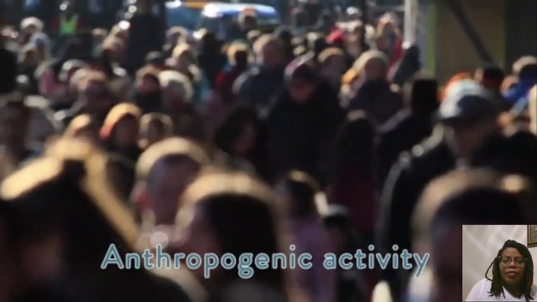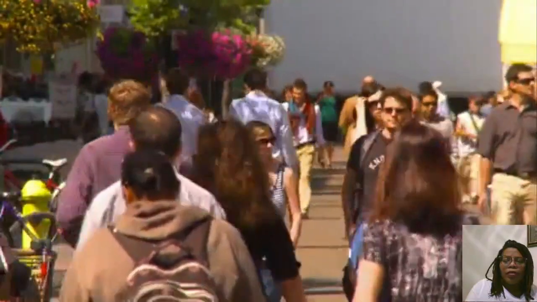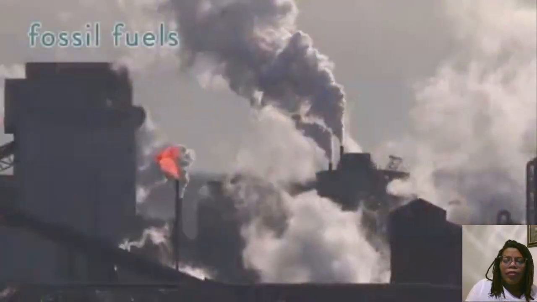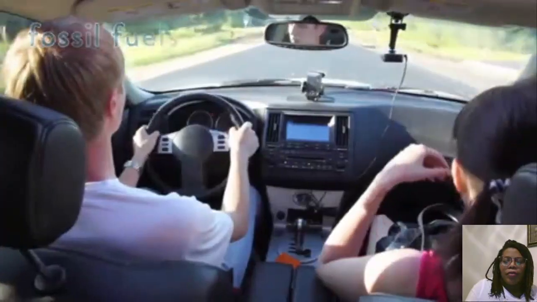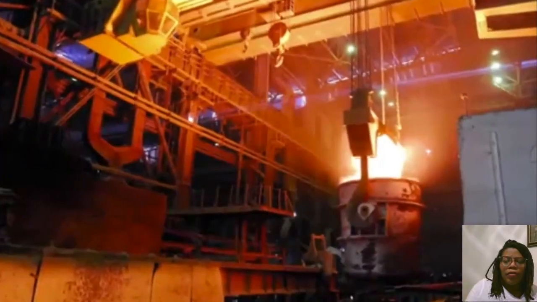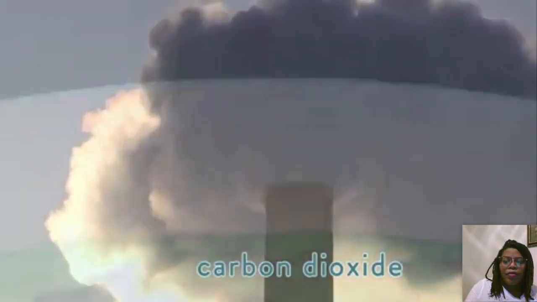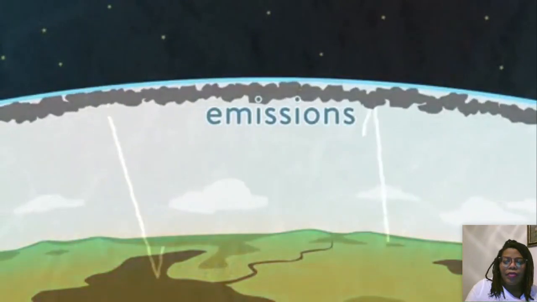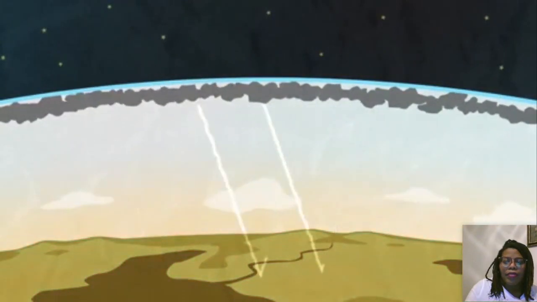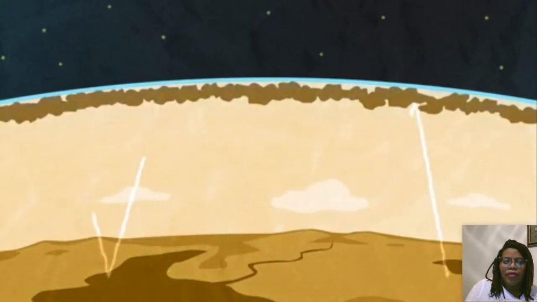Anthropogenic activity, or human action, is contributing to global warming, which is occurring 10 times faster than ever before. When we burn fossil fuels to heat and electrify our homes, drive and manufacture goods, we release tons of carbon dioxide into the atmosphere. These emissions trap heat that should escape into space, so the entire Earth gets hotter. But we enjoy warmth, so why all the fuss?